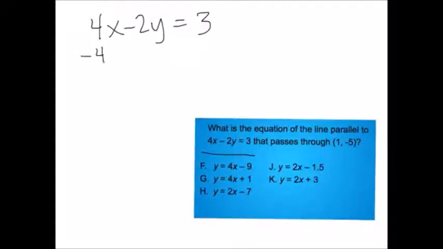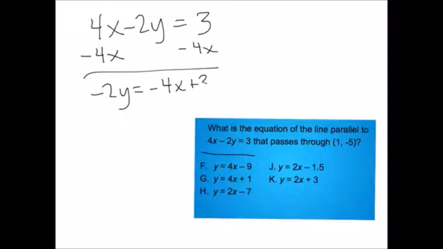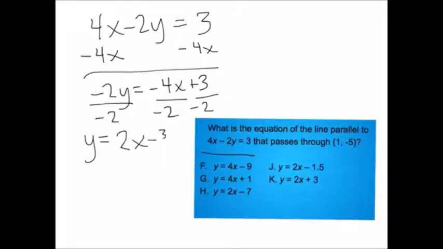So our first step is going to be to subtract 4x. Remember, we want to get y by itself. So we're left with negative 2y equals negative 4x plus 3. And then our last step is to divide by that negative 2 to get y by itself. So we're left with y equals 2x minus 3/2.